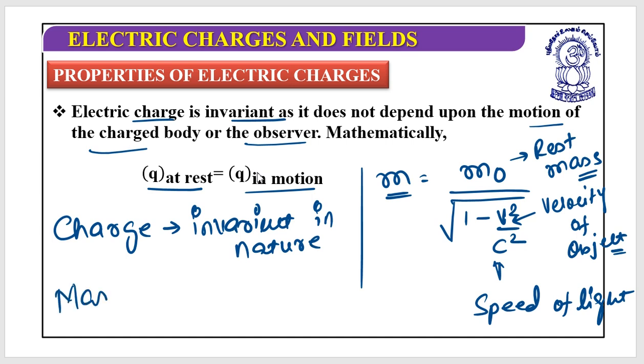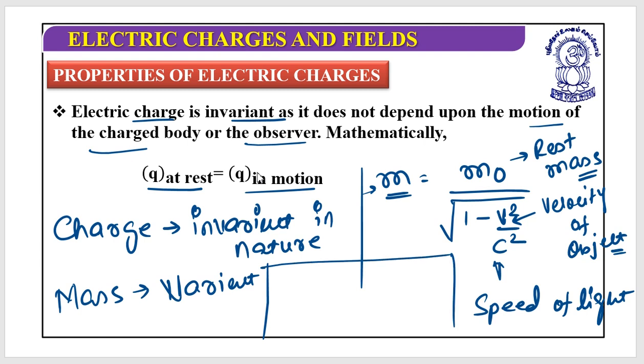but mass is variant, because it does change. It changes with its speed. So remember this: charge does not change, mass changes. Okay, one interesting question. Do you know one quantity which we call the specific charge? This is Q by M. This is specific charge.